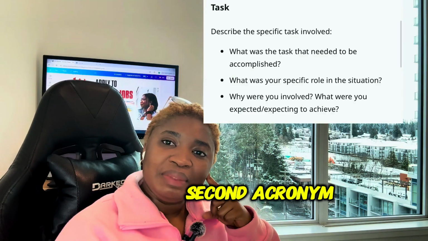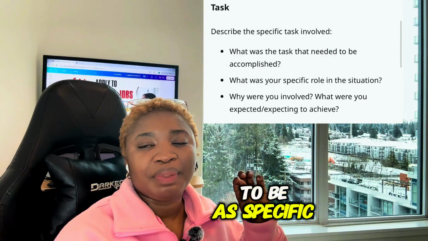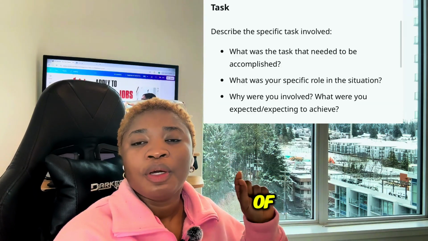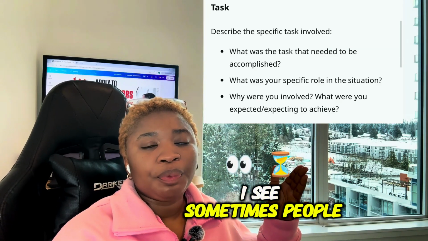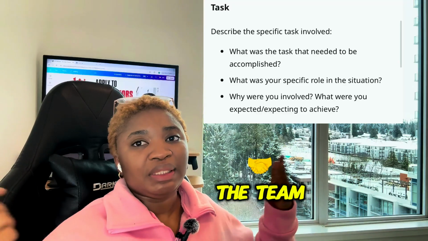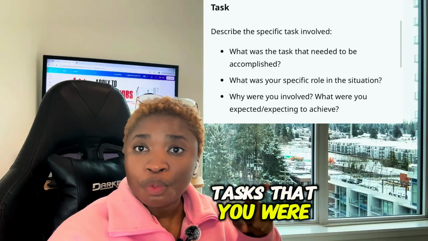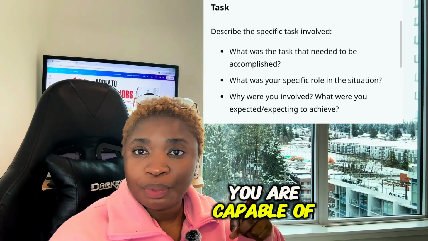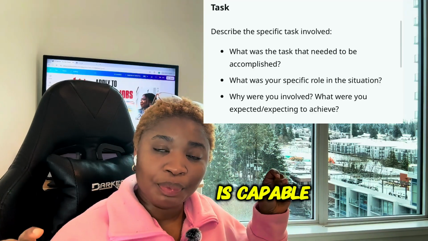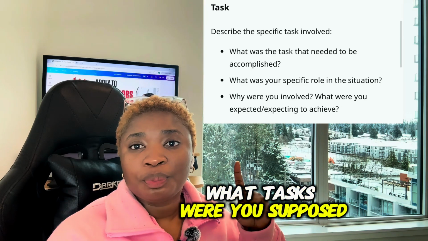The second letter, T, stands for task. It's important for you to be as specific as possible in terms of what tasks needed to be accomplished. I see sometimes people would say the team had to do this, the team had to do this. It's okay to be part of a team, but what were the tasks that you were supposed to accomplish? Because that's the point of the interview. They want to know what you are capable of doing, not what the team is capable of doing. So you have to be specific in terms of what tasks you were supposed to accomplish.